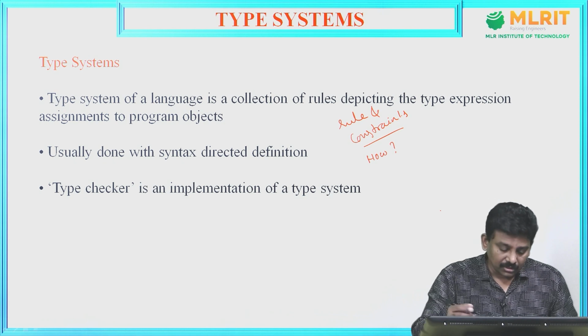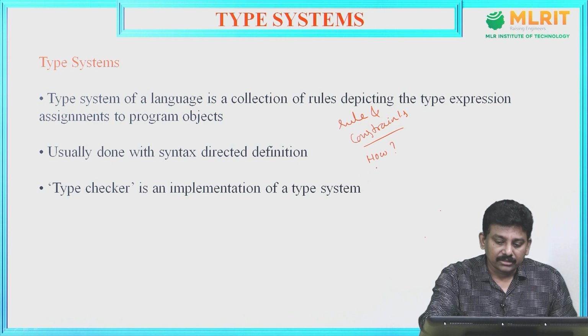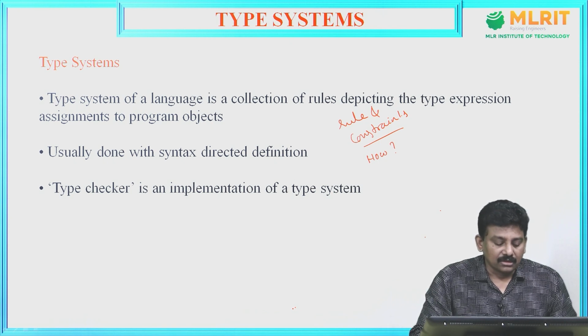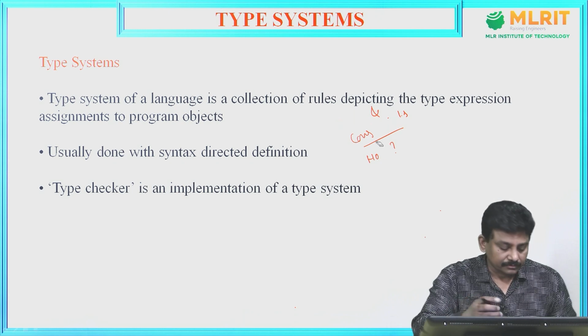These rules will also include how data types will be assigned to variables, arrays, expressions, any variable. So this is how a data type can be assigned to variables. These are the type system's rules and constraints.